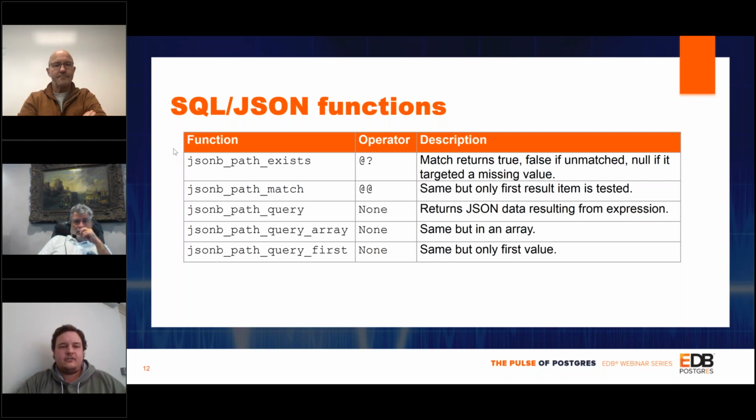So we've got JSONPath exists. This returns true if it's matched, false if it's unmatched, or if it's targeting a missing value, it will return null. I've also left a column here showing you an operator, so you don't have to use the function. You could use the @ symbol and question mark, and then on the left side you'd have the data you're querying, and on the right side you would have the expression that you want to use with that.